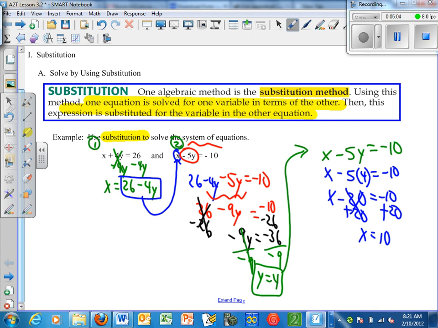You can write your answer in a couple different ways. You could say x equals 10, y equals 4, but it's probably best, and when you check answers, they're going to have them written as an ordered pair. So remember, that's x comma y, so it would be 10 comma 4. So make sure you put the x first. Like I said, it doesn't really matter if you write it as an ordered pair or this. Just realize when you're checking answers, they're going to have them written as ordered pairs. So that's substitution.